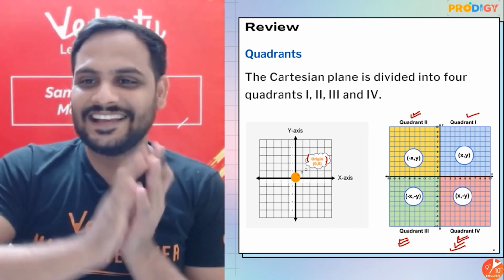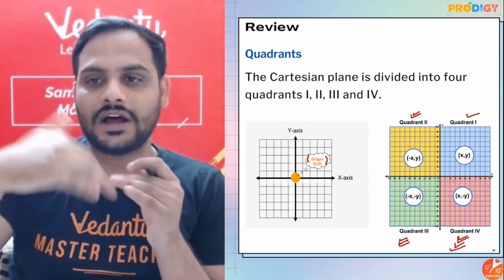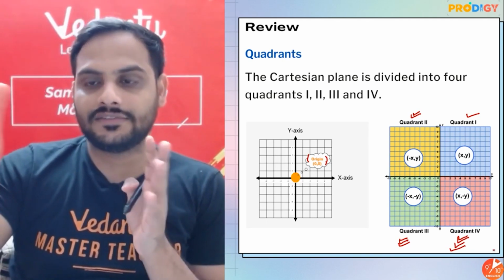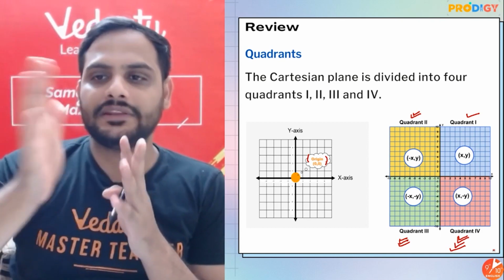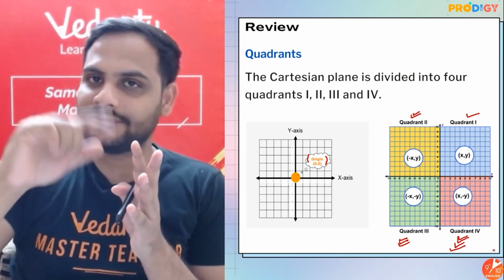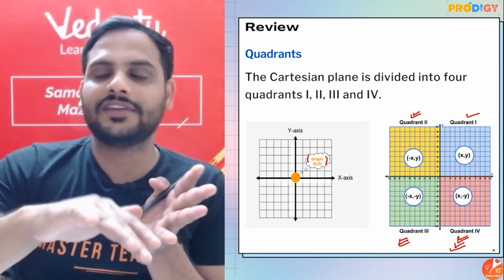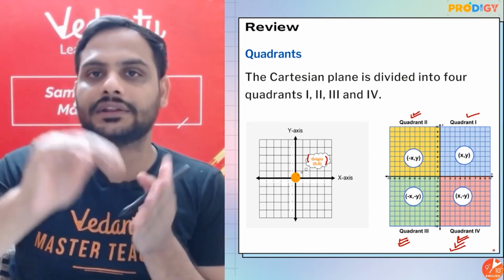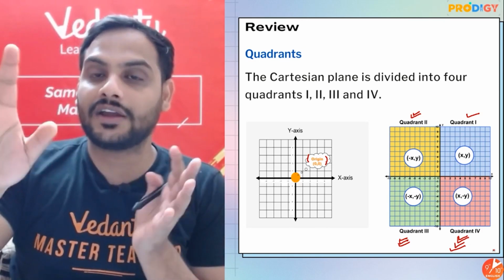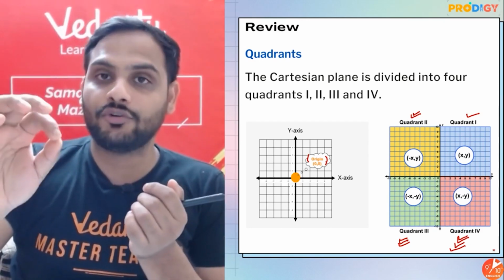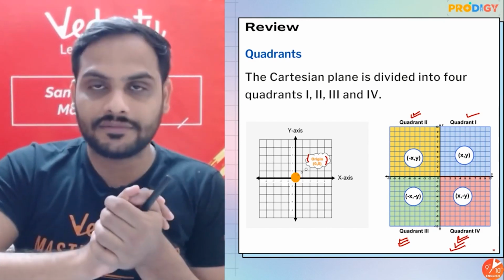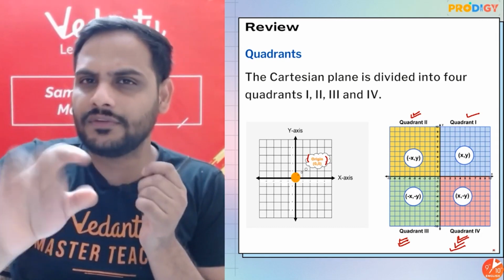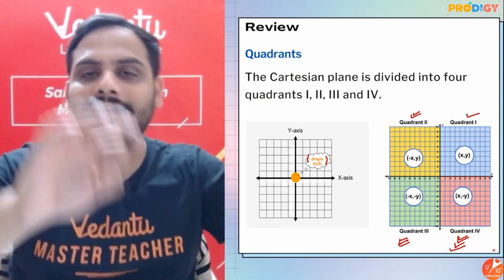We also know how the signs of the x coordinate and y coordinate work in each quadrant. In the first quadrant, both x as well as y are positive. In the second quadrant, the x coordinate is negative and the y coordinate is positive. In the third quadrant, both x and y coordinates are negative, and in the fourth, x is positive and y is negative. So just by looking at the coordinates, we can easily tell in which quadrant the point is going to lie.